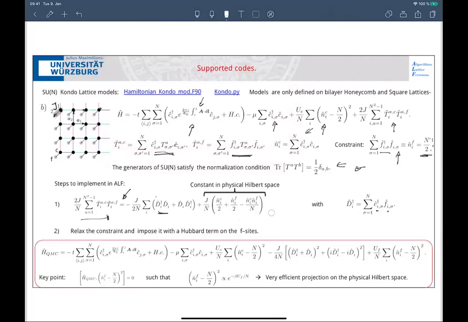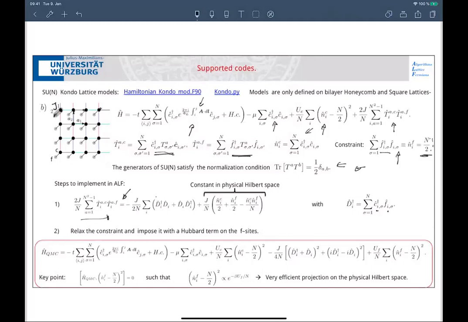Okay, so now what do we do? We know how to write this, but what we don't know how to do is to constrain everything to the physical Hilbert space, because when I put things in the ALF, I will also have charge fluctuations on the F electrons. What we can do is then to relax the constraint and impose a Hubbard term on the F sites. Okay, so we'll do that.